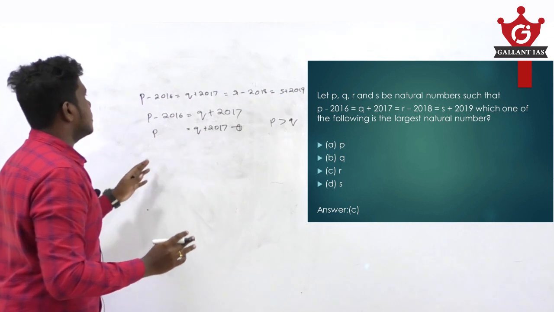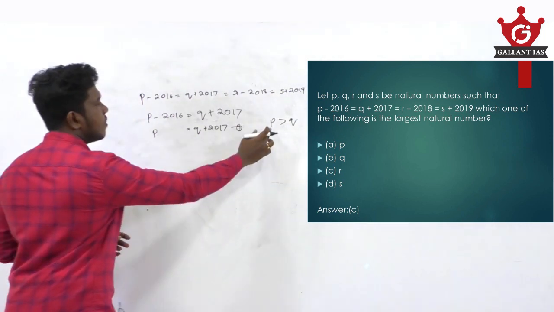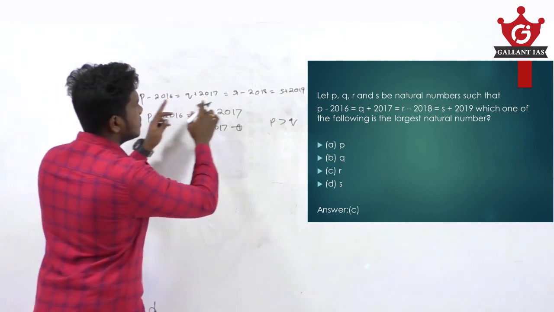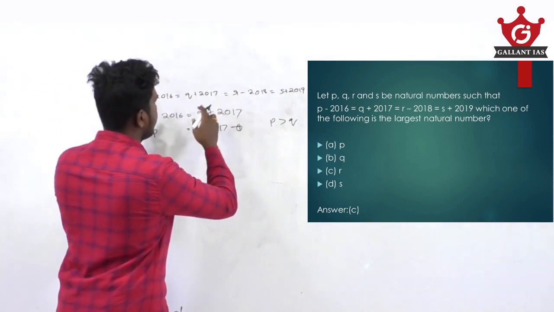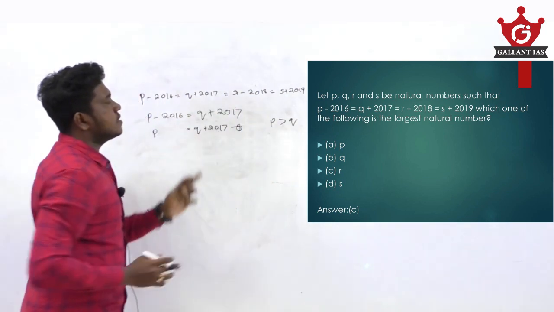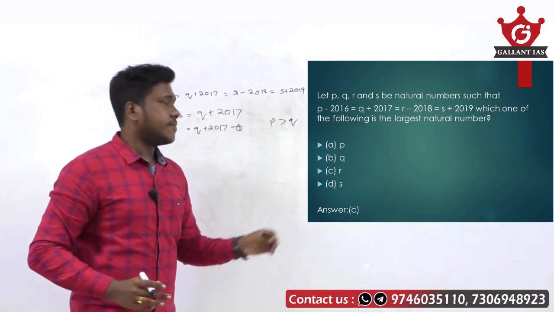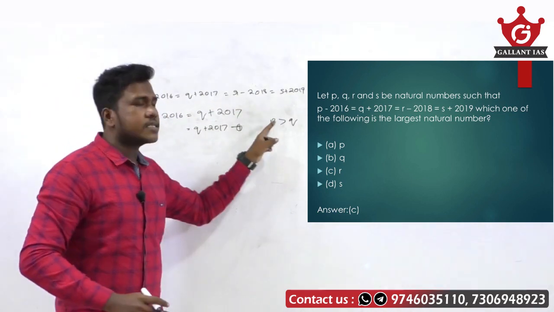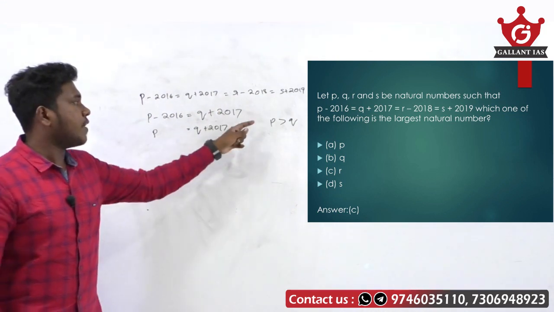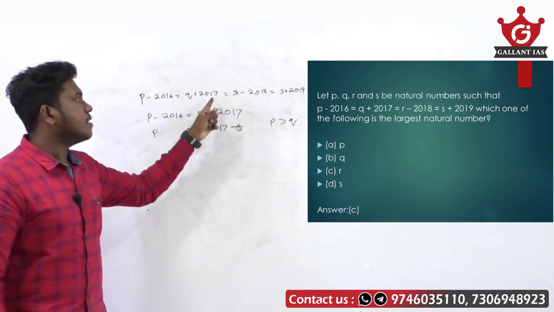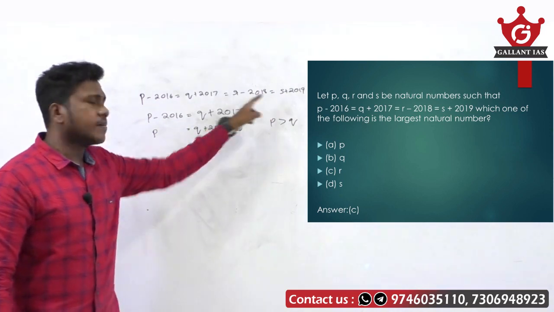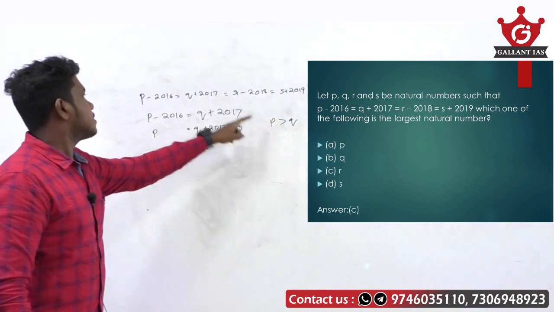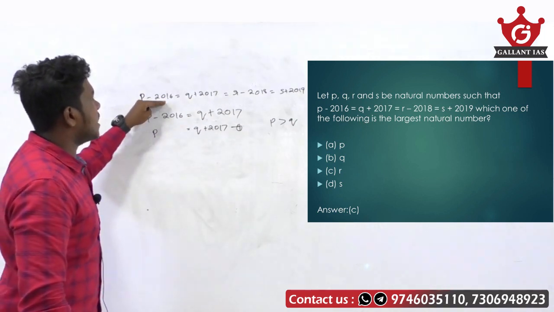Got it. So we got that P is greater than Q. Now find the relationship between P and R. You find the relation in such a way that the greater number is compared with the remaining variables. From the first step we got that P is greater than Q. The next step is to find the relationship between the greater variable and any one of the remaining variables. Here the greater variable is P, so I am going to find the relationship between P and R.